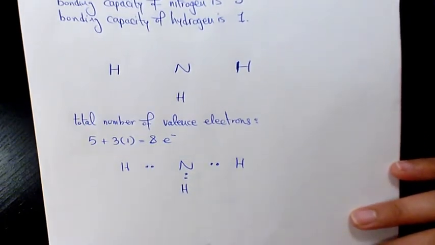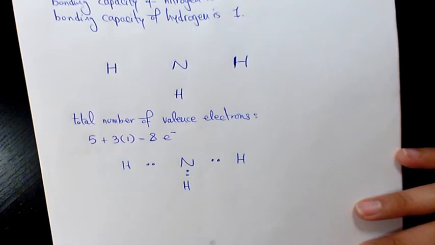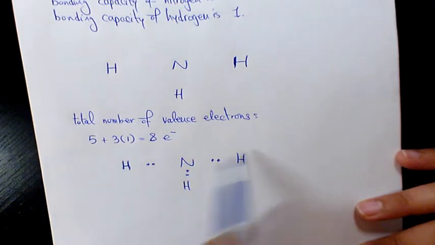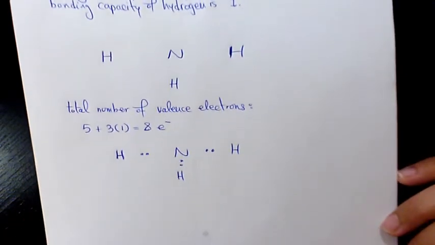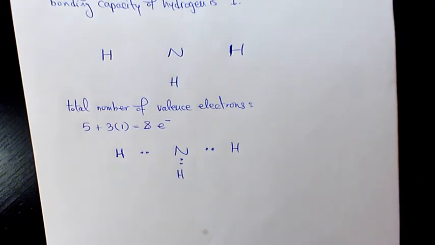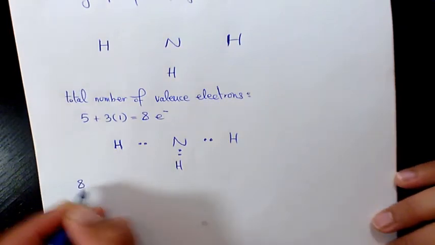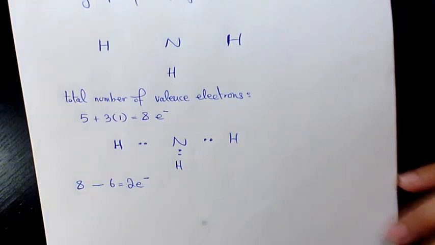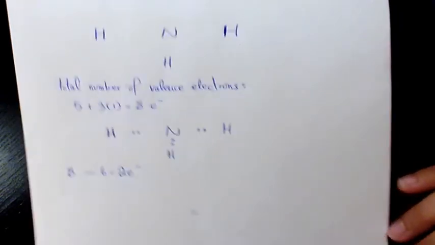And then we need to place pairs of the remaining valence electrons as lone pairs on the surrounding atoms. And the surrounding atoms are hydrogen. Hydrogen follows the duet rule, so we don't put any extra electrons on the hydrogen. So we need to determine how many electrons are still available by subtracting the total number of electrons you have used from the total number of valence electrons. So we have 8 minus 6, we have 2 electrons. So we need to place the remaining electrons on the central atom.